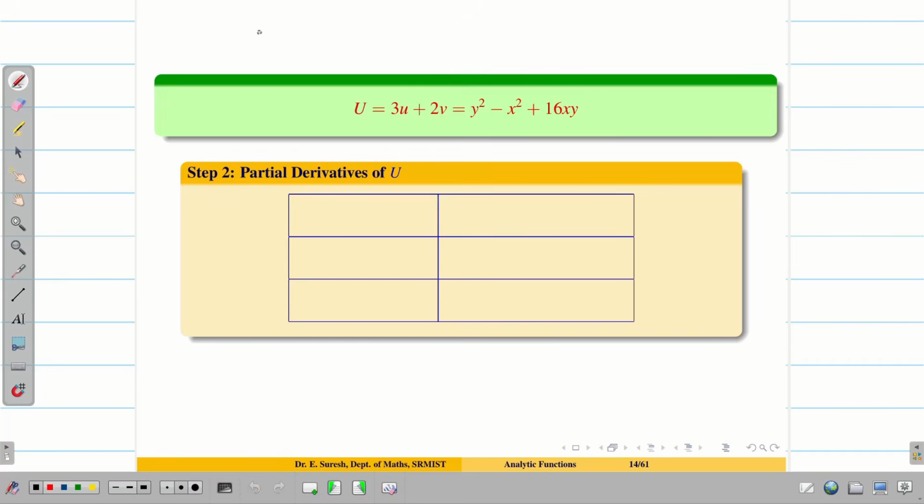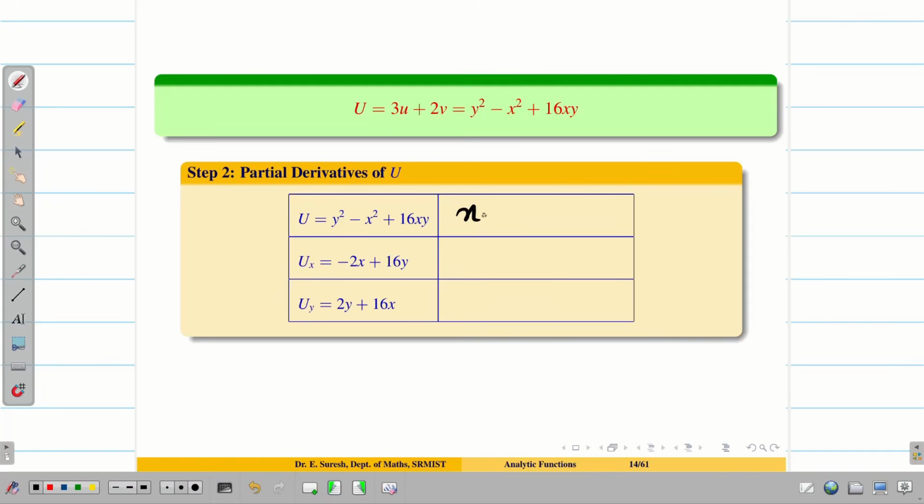Step 2. Instead of small u, now we have capital U. So we have to proceed everything in terms of capital U. Write capital U, find capital Ux, differentiating capital U partially with respect to x. First term is 0, second term minus 2x, plus third term we get 16y. Similarly, capital Uy is 2y plus 16x.